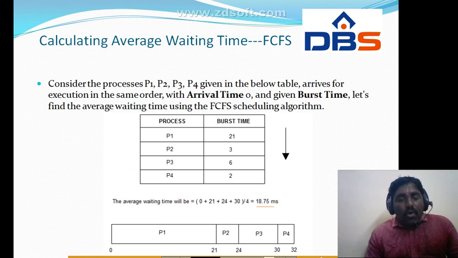Okay, how many processes are there? 4 processes. So divided by 4, that is 18.75 milliseconds. Here the total average waiting time is, we can say, 18.75 in this FCFS algorithm.